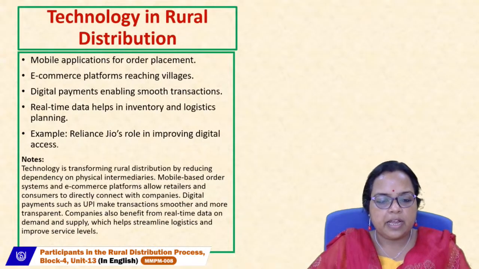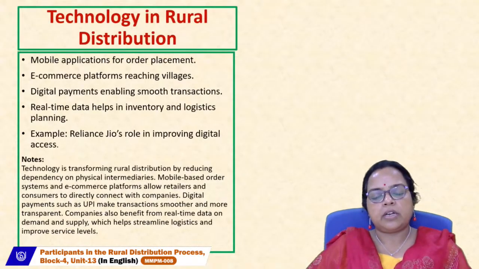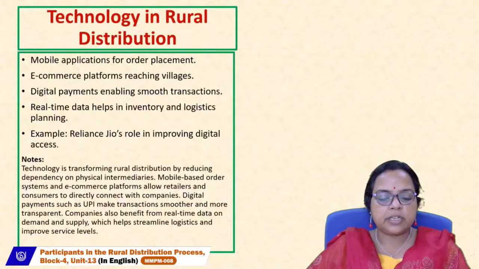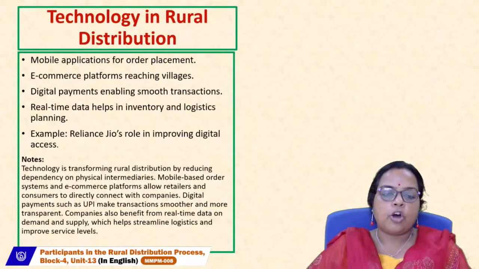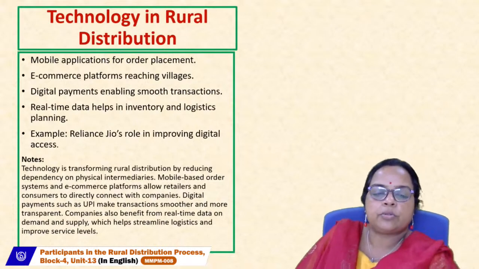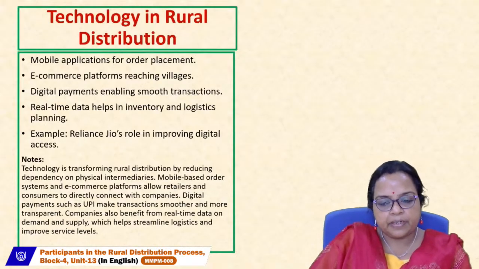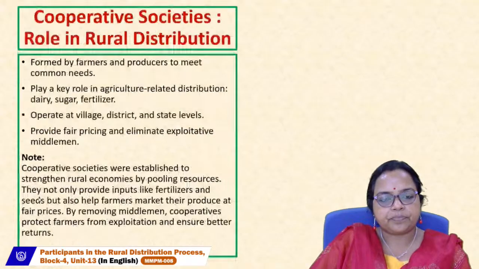For example, consider Reliance Jio's role in improving digital access. Reliance Jio has really reshaped the entire rural distribution channel by providing network connectivity and helping introduce products to customers. Nowadays, rural belt people are also accessing the internet through their mobiles and doing their businesses, or meeting their day-to-day requirements through internet applications.